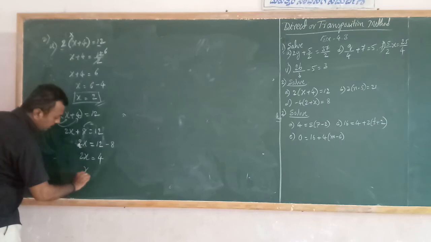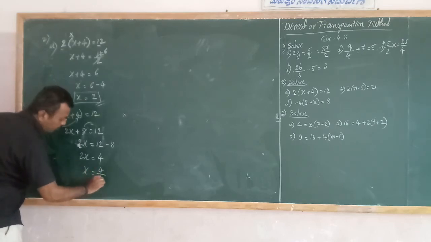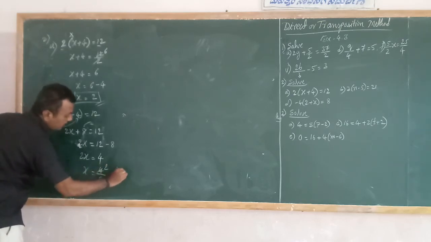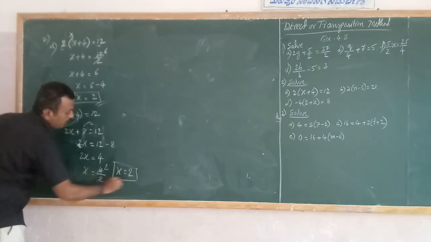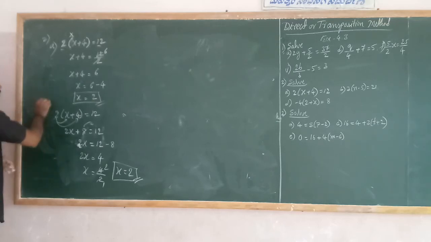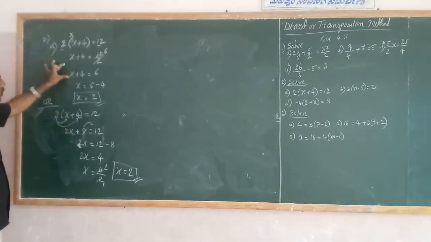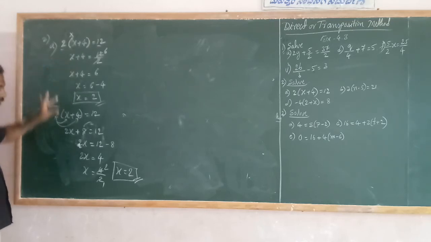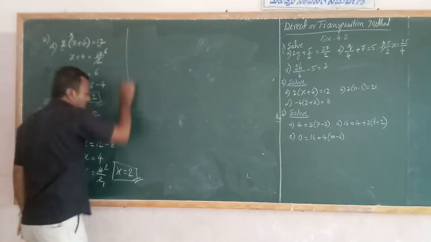So remaining x is equal to 4 by 2. 2 1s are 2, 2 2s are 4. Therefore x is equal to what? 2. So the same value will come. Here also x is equal to 2. So this is another method, and you can choose anyone. This method is also very easy. So you can choose any one method to solve the linear equations.